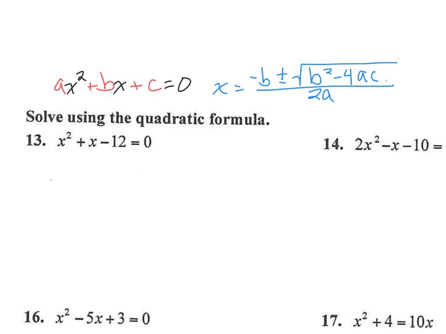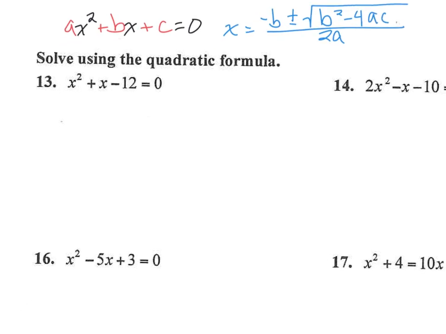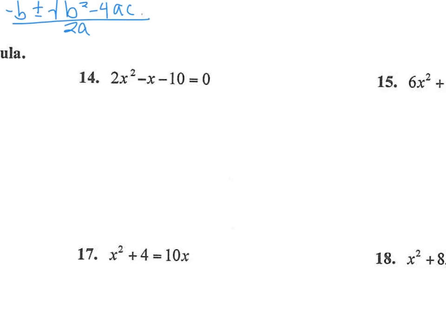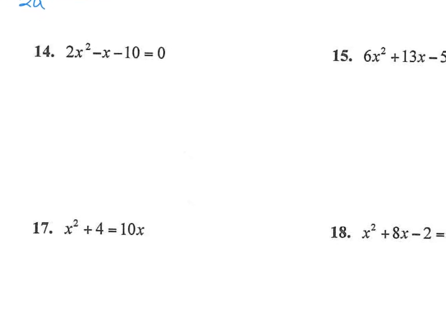If you don't know this formula, you need to write it down each and every time you do a problem in this section, because the more times you write it down, the more likely you are to actually learn it. So let's look at number 14 and 17. We're going to do 14 and 17 only because 17 has an interesting answer as well.